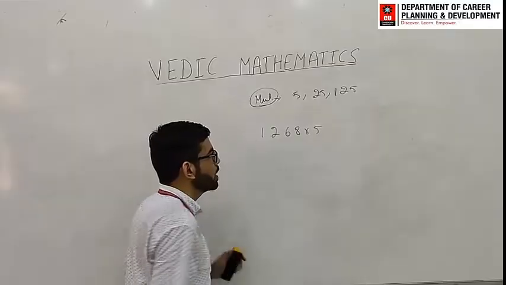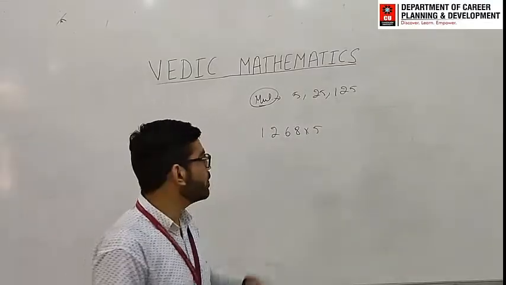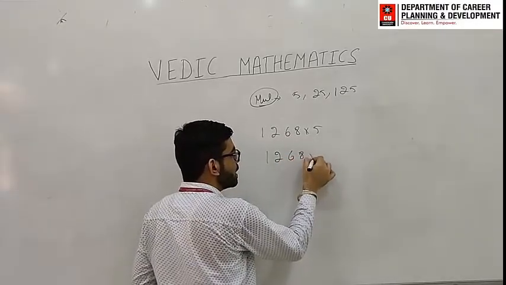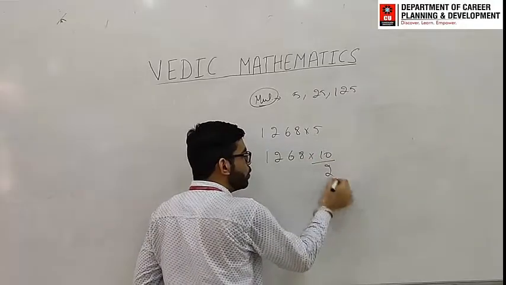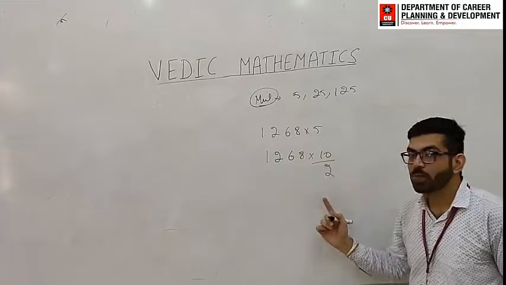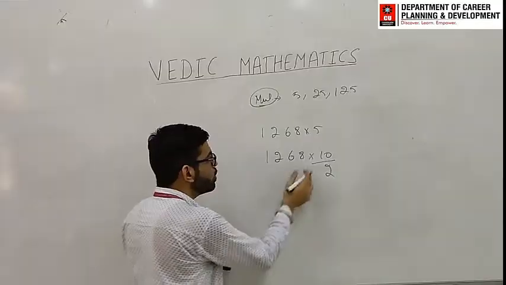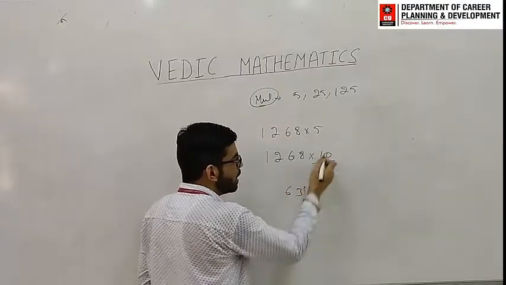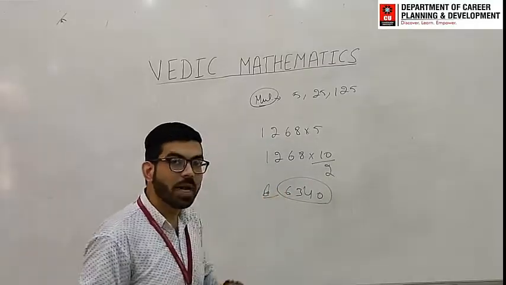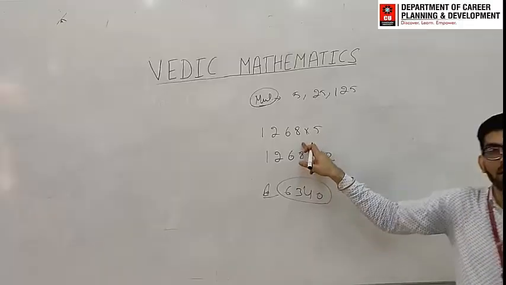1268 by 5. It is easier to multiply this number by 5, but it is much easier to divide this number by 2. You know, so we can write it as 1268 multiplied by 10 by 2, because 5 could be written as 10 by 2. So now in this question you have to divide this number by 2. You will get 6, 3, 4 and 0, so that will be our answer. That's why it is better to divide this number by 2 instead of multiplying this number by 5.